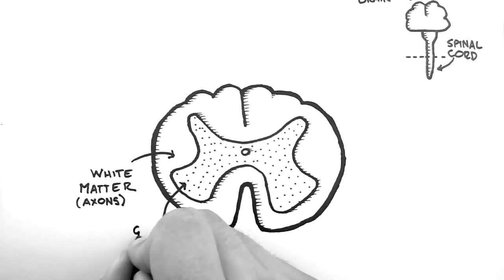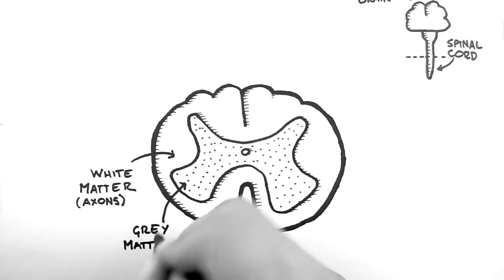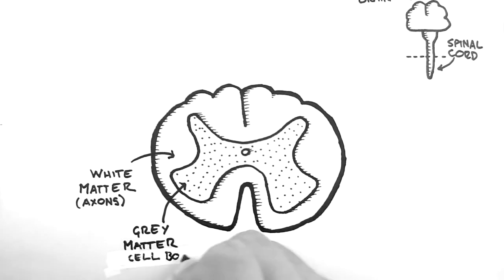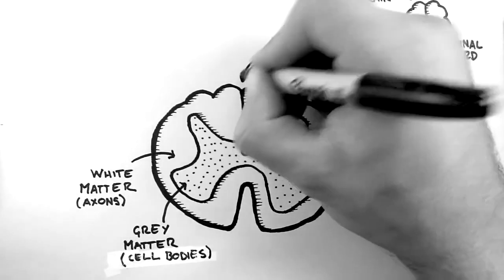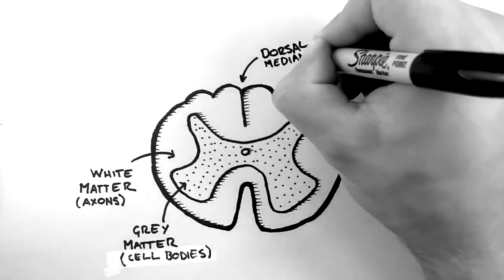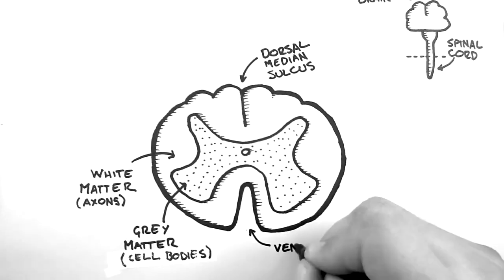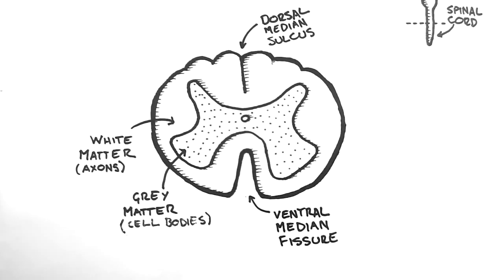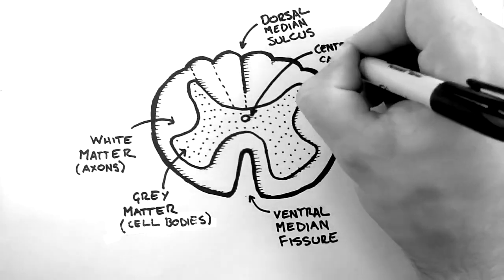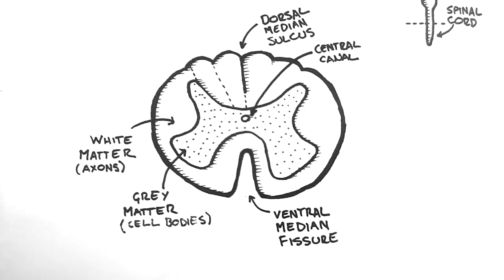The second is the grey matter, which is this central butterfly-shaped area, which is where the cell bodies of the neurons reside. Other notable features include the dorsal median sulcus, which is this groove at the back of the cord, and the ventral median fissure, which is the larger groove at the front of the spinal cord. These features help us to orientate the spinal cord. Also of note is the central canal, which runs down the center of the spinal cord. Cerebrospinal fluid runs through the central canal.